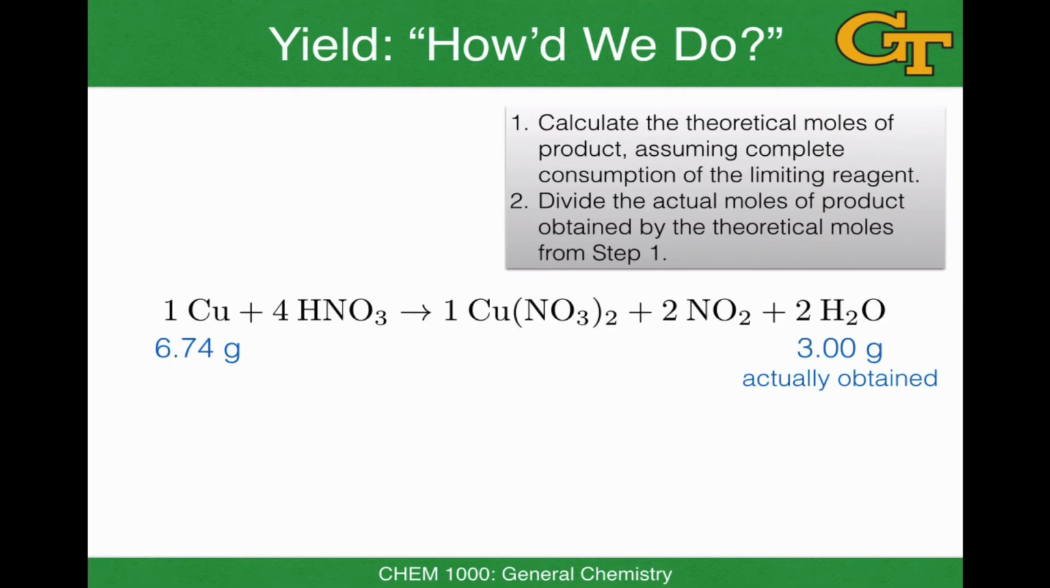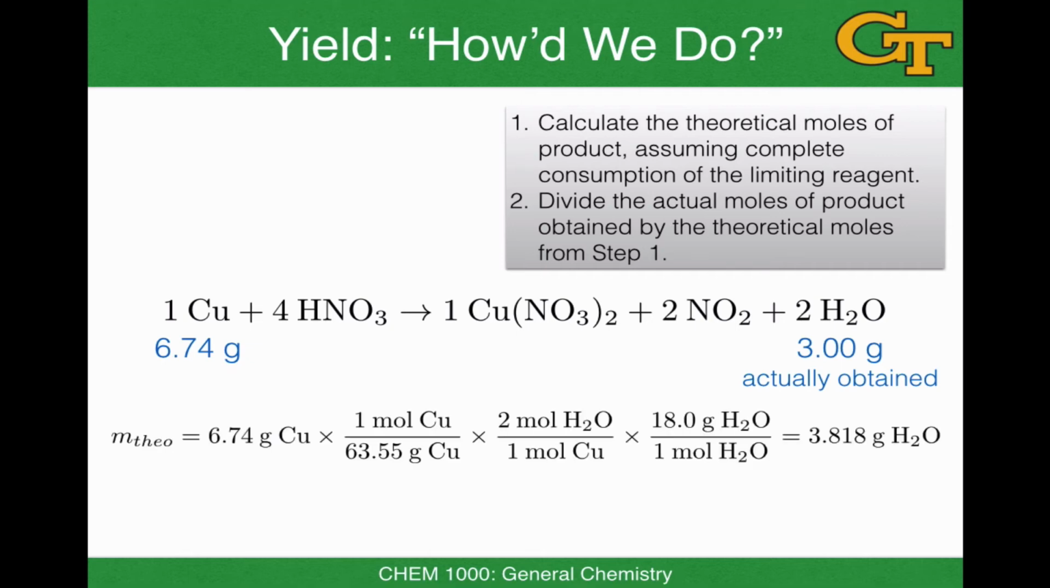So let's look at an example of how to calculate yield. Imagine we started with 6.74 grams of copper metal and we actually obtained 3 grams of water. The theoretical mass of water that should have been obtained can be determined using a dimensional analysis process very similar to the one we've seen before. We start in mass land with the mass of copper, convert that to a number of moles, use the molar ratio of copper to water, or really water to copper, to convert to a number of moles of water, and then get back to a mass of water using the molar mass of water in the final step.